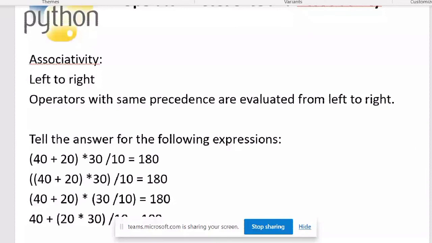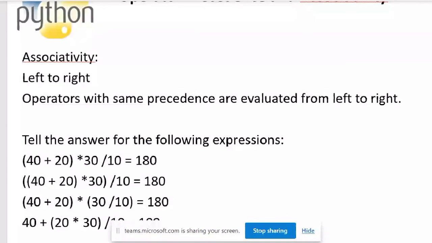In the first example, 40 plus 20, star 30, slash 10, which is the operation that is first evaluated? Which one is the one that is getting first evaluated? Star. Parenthesis.